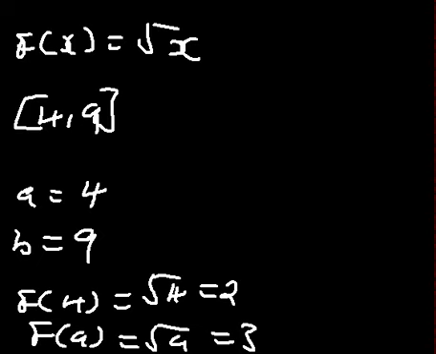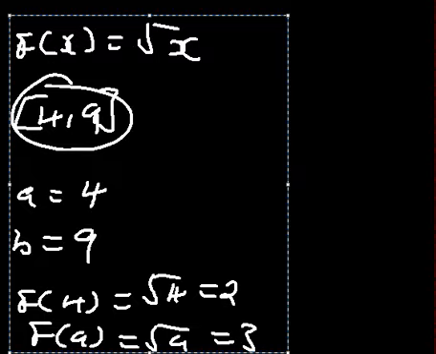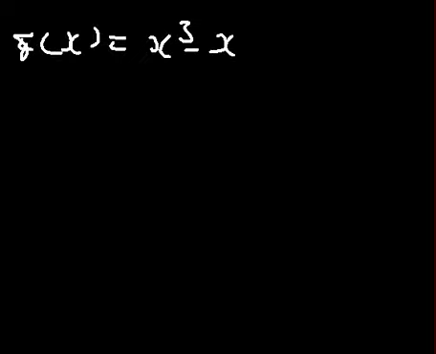Let's now proceed to find the average rate of change within that interval on your own time. Let's also think of this case: we have a function f(x) given as x cubed minus x, and let's try to find the average rate of change within the interval 0 to 2 for the function.